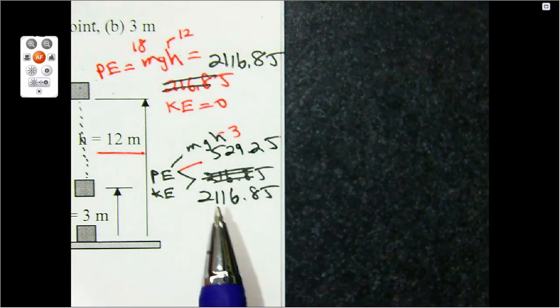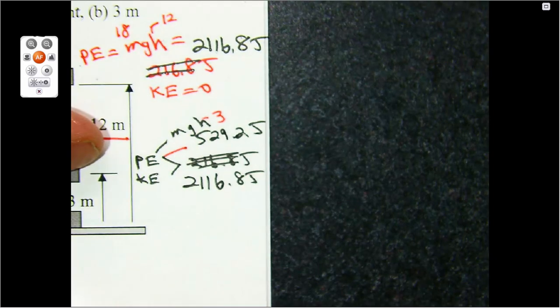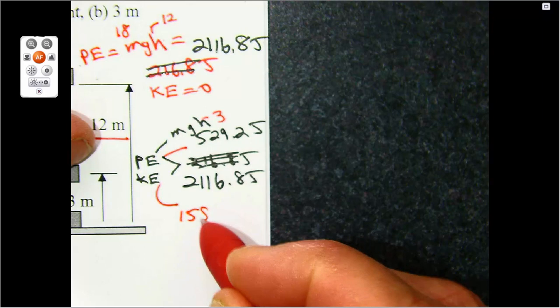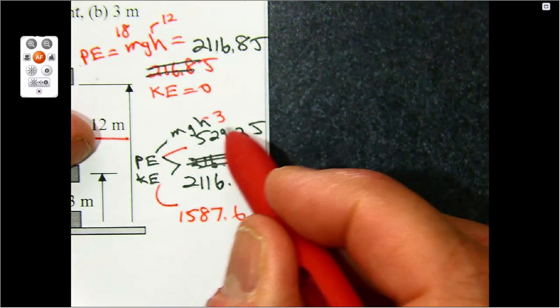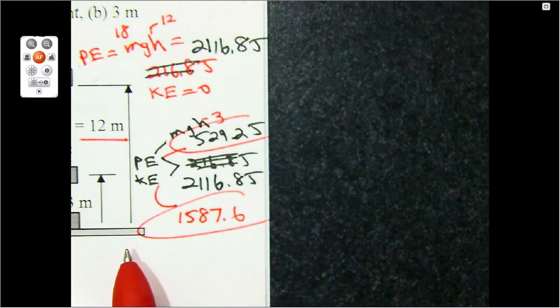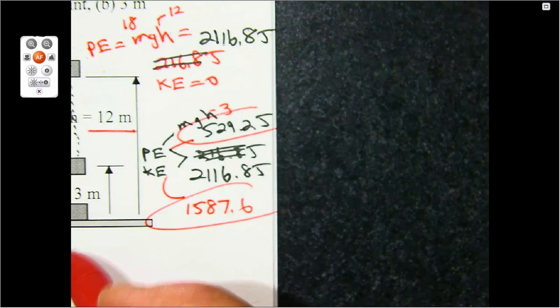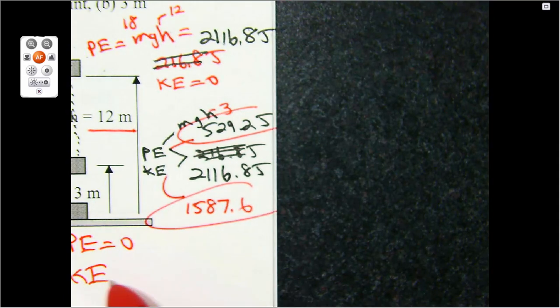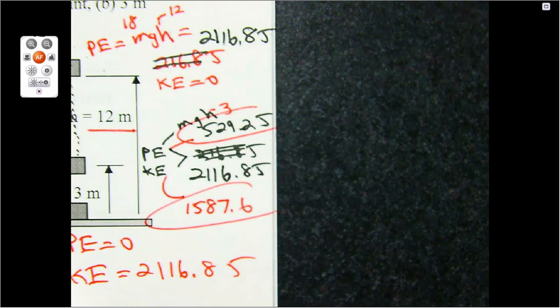So if that's 529.2, together they got to be 2116.8. So if I subtract, that kinetic here is 1587.6. And at the ground, the potential energy is 0, and the kinetic energy would be the total again, 2116.8 joules, right?